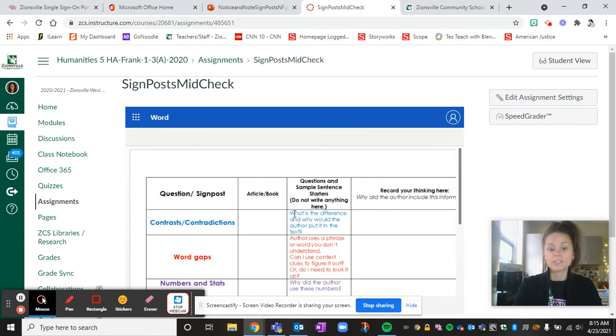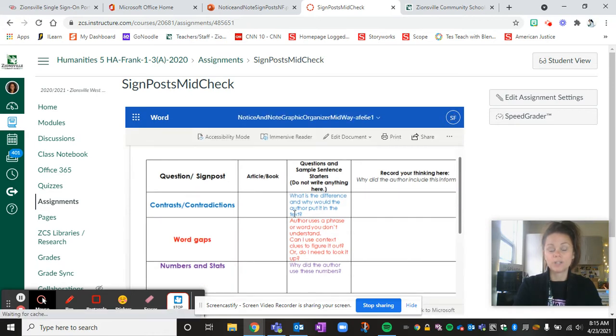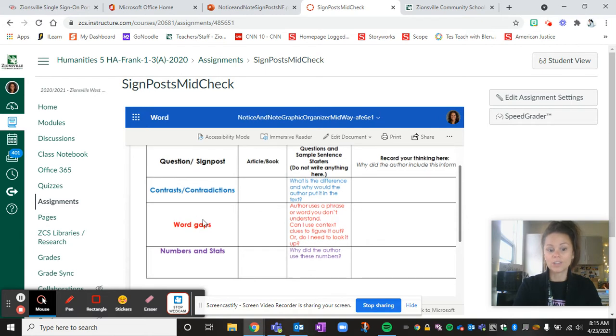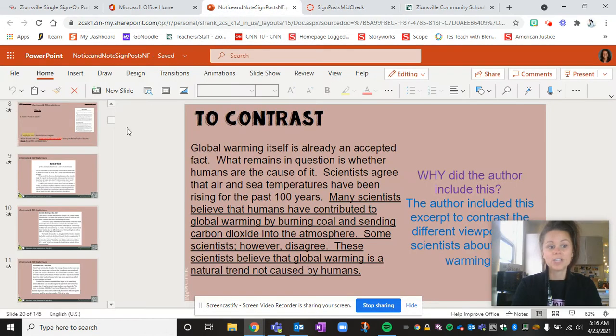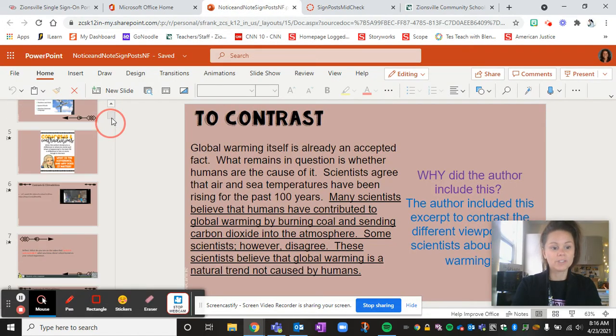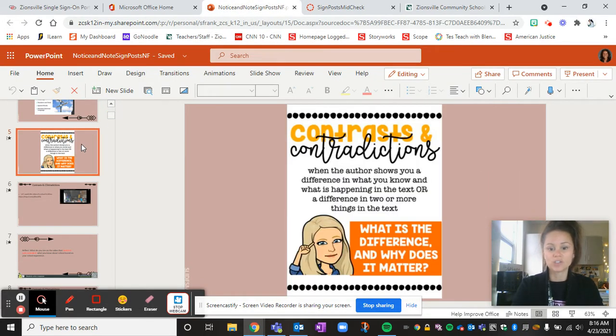And here are the three signposts that you are going to be reading from: contrasts and contradictions, word gaps, numbers and stats. So those are the areas that you are going to be honing in on to make sure that you are getting the correct grade. So I'm going to review each signpost just so you can understand while you're filling this out. If you remember, let's look at the first one, contrasts and contradictions.